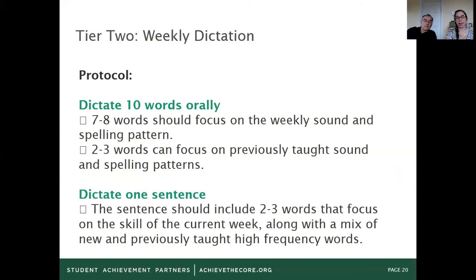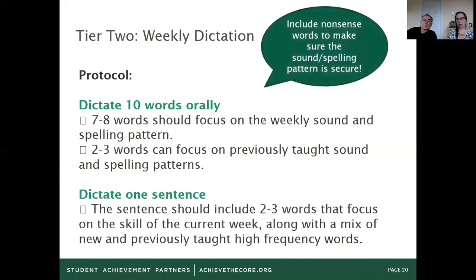So if you would like to read the protocol in more depth, you want to pause now and take a look at the protocol in your handout to make sure that you're clear on what it consists of. A quick reminder for you here is you want to include nonsense words in your dictation. And the reason to include those nonsense words is to make sure that kids are really accessing the sound and spelling pattern accurately, not that they're memorizing words. So that gives you a chance to just assess the sound and make sure that they're accurately spelling it according to the sound and spelling pattern.